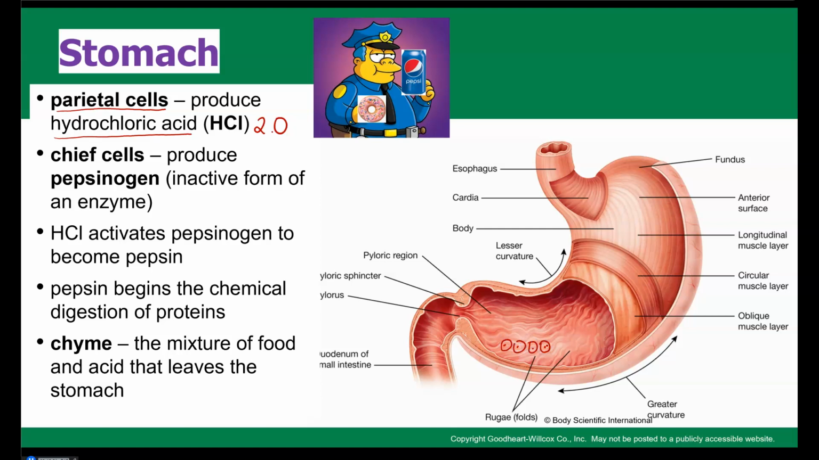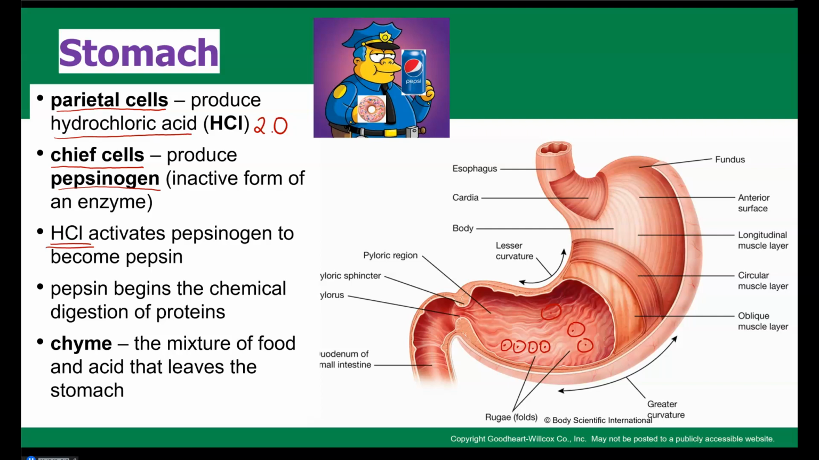So now why are they producing this acid? Well, there's another kind of cells called the chief cells. Those are also living in the wall of the stomach here. And those cells produce something called pepsinogen. Pepsinogen is an inactive form of an enzyme. But we need to get that pepsinogen activated to become the active enzyme. So how do we do that? Well, it turns out that HCl is what activates that pepsinogen to become pepsin.